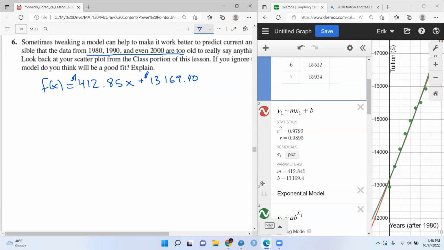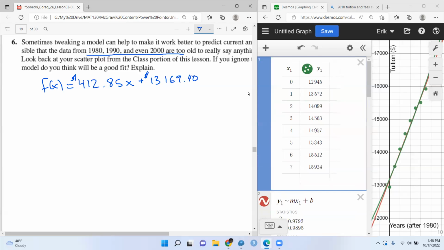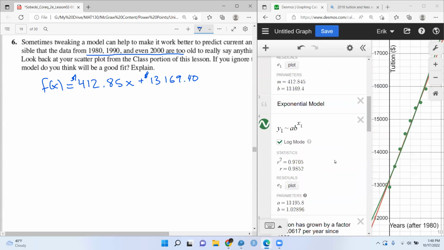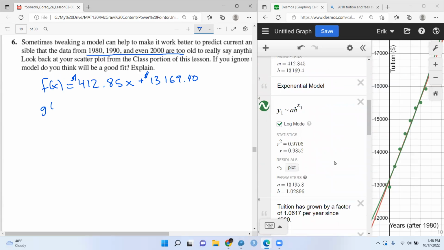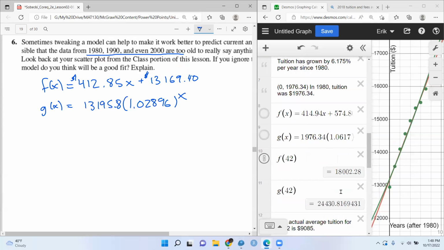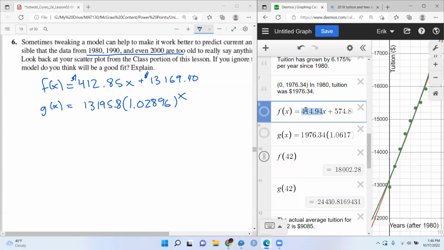Notice that y-intercept, that's not too far off from the actual y-intercept. And then I'm going to write down the exponential function here, g of x equals 13,195.8. Those two are really close together, times 1.0289 to the x. I'm going to leave all the decimals in there. What I'm going to do now is rewrite these things with their new numbers, and it will change everything because it's all tied together. Then we don't have to recalculate the error, and we can see if we get a better error, a better difference between the two.